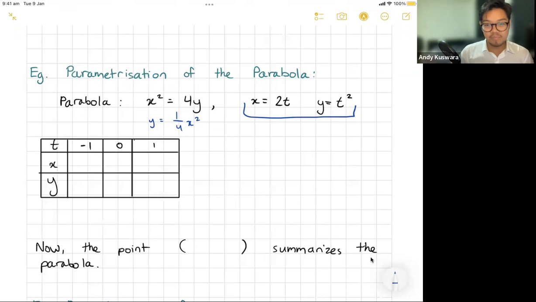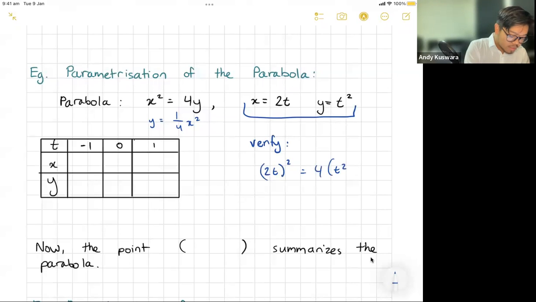Okay, so if x is 2t, let's just double check, let's verify it here. Okay, x squared is going to be 2t all squared, and it should be the same as 4 times t squared. Is that the same? 4t squared equals 4t squared. It's good. So we're all good. It does work. So that means this parametrization is on point.